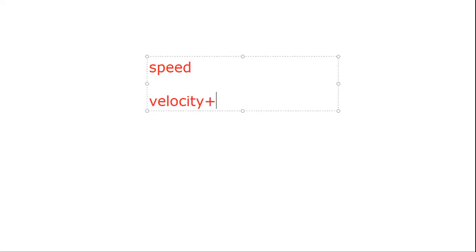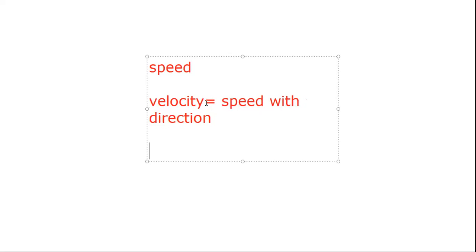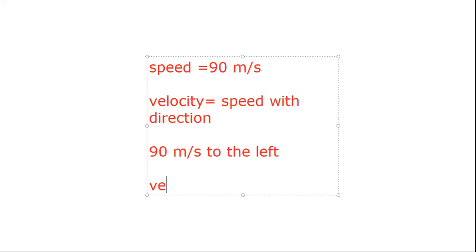Velocity means speed with a given direction. For example, velocity means 90 meters per second to the left. Speed is just a number, 90 meters per second, without direction. Do you remember this word, vector? Which one of them is a vector? Velocity only is a vector, meaning it's a quantity plus direction. Speed is not a vector.